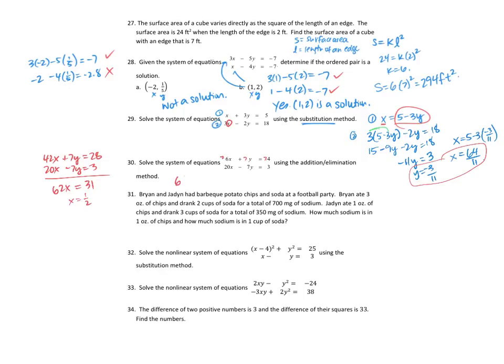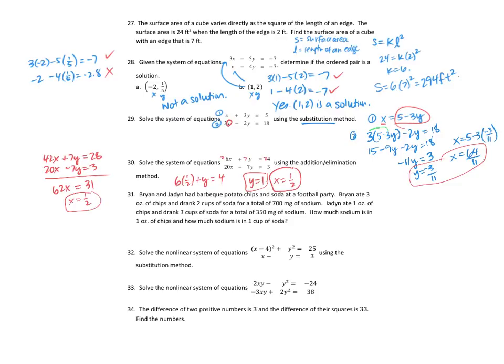So I'll have 6 times 1/2 plus y equals 4. And so that gives me 3 plus y equals 4. So I can subtract that over, I get y equals 1. So x is 1/2 and y equals 1. So I'll write them next to each other.